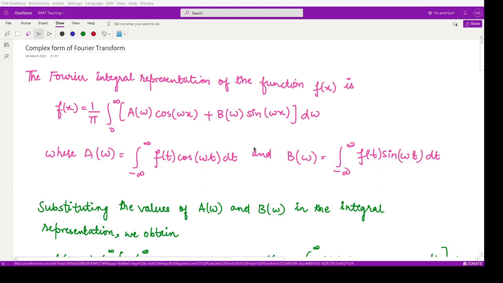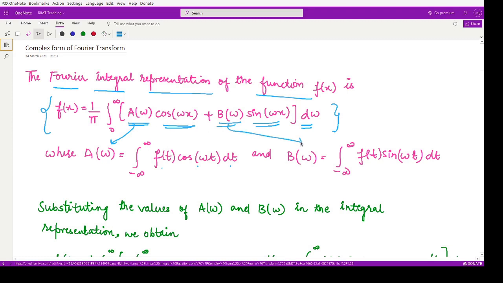Complex form of Fourier transform. So now we have studied that the Fourier integral representation of any function f of x is defined using this series. f of x is equal to 1 by pi integration 0 to infinity a omega cos omega x plus b omega sin omega x d omega, where this constant a omega is calculated using this formula, integration minus infinity to infinity f of t cos omega t dt, and b omega is calculated from minus infinity to infinity f of t sin omega t dt.